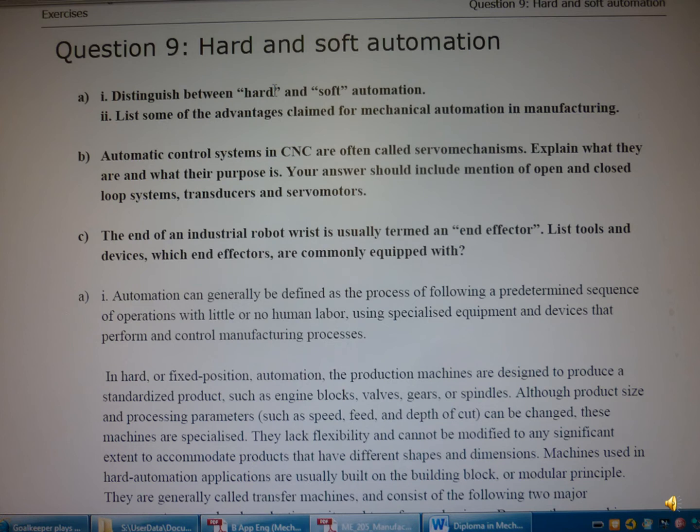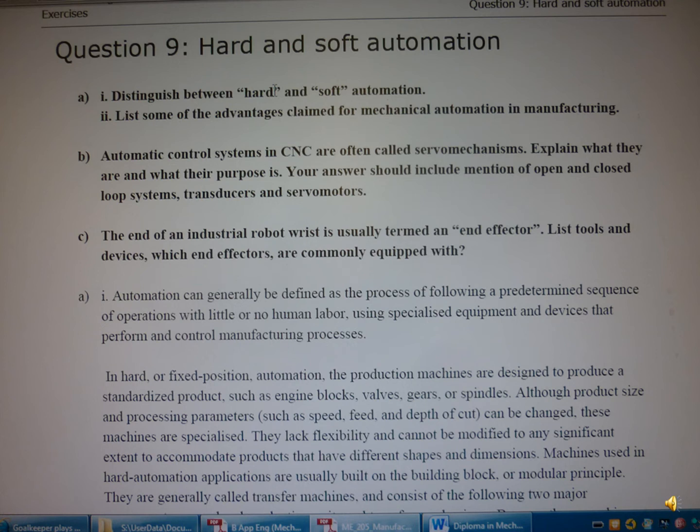Why is there hard and soft automation? Automation can generally be defined as the process of following a predetermined sequence of operations with little or no human labor, using specialized equipment and devices that perform and control manufacturing processes. In hard or fixed position automation, the production machinery is designed to produce standardized products such as engine blocks, valves, gears, or spindles.